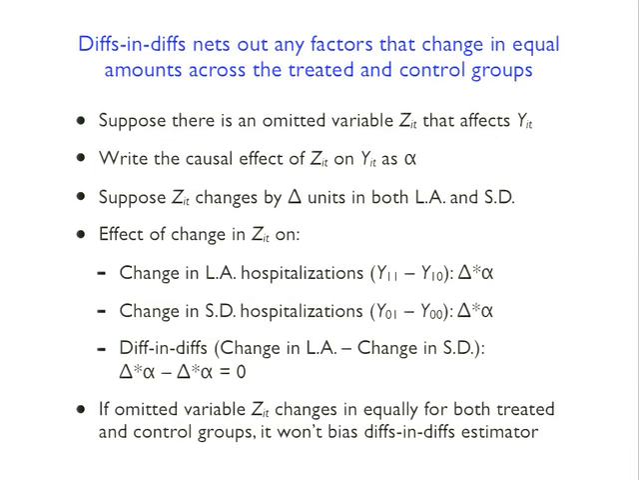And you end up with the sum of delta 1 times alpha 1 plus delta 2 times alpha 2, and so forth. But as long as that sum is the same in both San Diego and Los Angeles, so as long as those factors are changing by the same amount in both counties, then you're going to end up netting out the bias that's due to them. So one thing that diffs-in-diffs is able to do is net out the bias from any factor that changes by the same amount in both counties. The other thing that it can do is net out any factors that differ across the treated and control groups, but are constant over time.